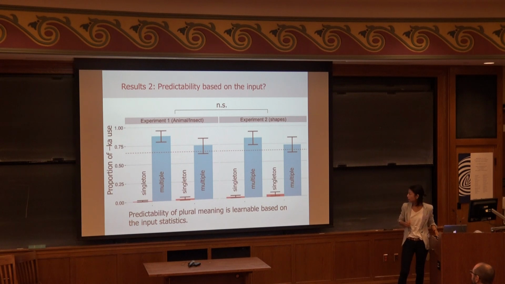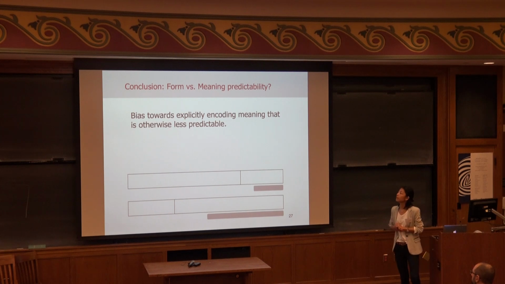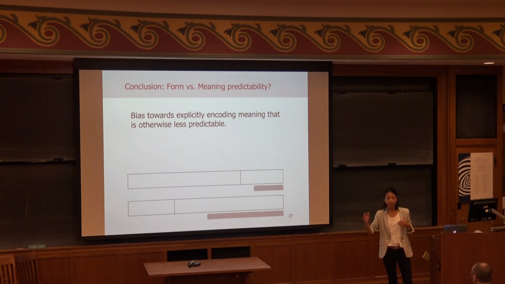So this brings us to the conclusion. We saw that there seems to be a strong bias towards explicitly encoding a meaning that is otherwise less predictable. This seems to be at work and manifests itself in the process of language learning. And I think it has a lot of implications for language variation and change.